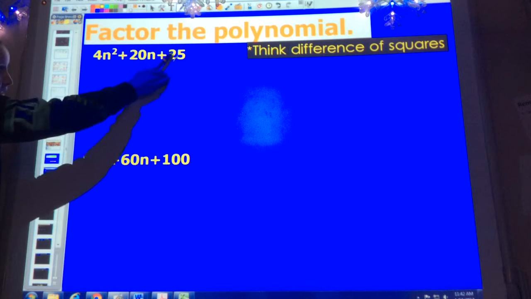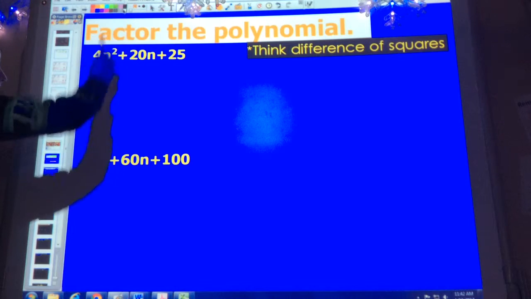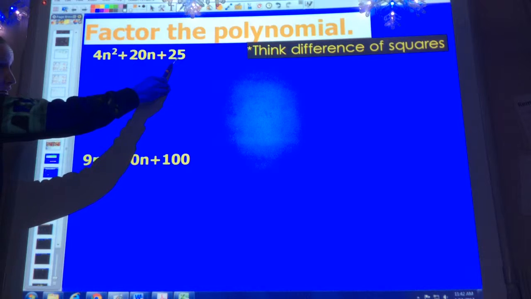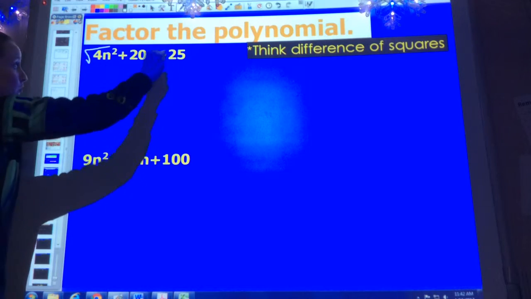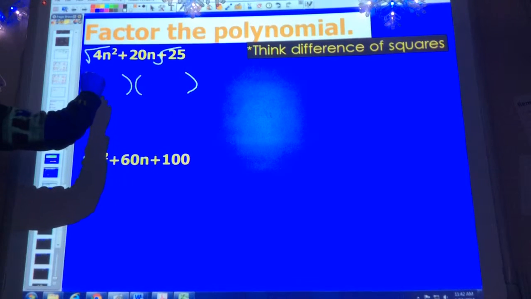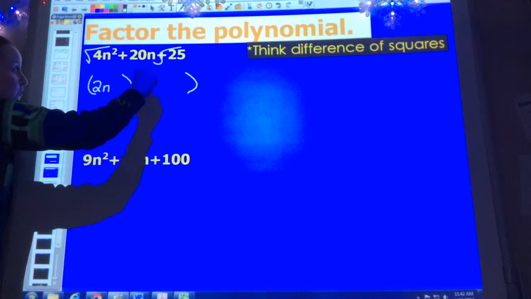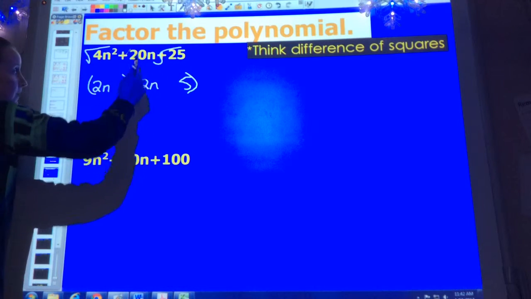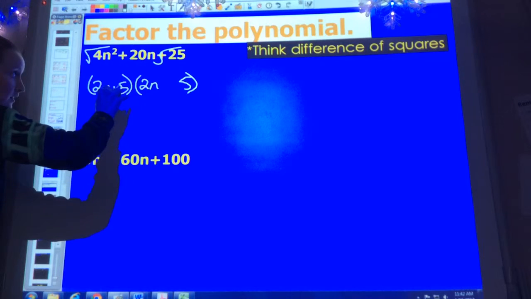Greatest common factor, do we have anything we can pull out of all of them? Yeah. Okay, is this a difference of squares? No, because it's how many terms? 3, so then we have to take the square root, we draw our 2 sets of parentheses. And what's our square root of our first one? 2n, very good. What's our square root of our last? 5. And because both of these are positive, both of these have to be positive.